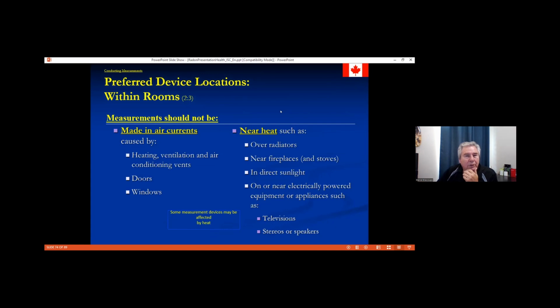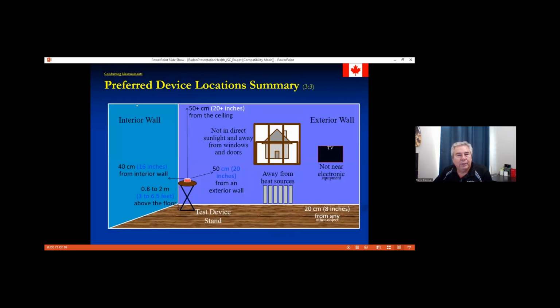Other things to watch for: you don't want to put the instrument in direct air currents, which may be caused by a heating system, furnace, ventilation system, air conditioning system, near doors, windows, over radiators, near fireplaces, in direct sunlight, and not near electrically powered equipment or appliances such as televisions, stereos, speakers, computer equipment, etc. Because some of those will create electronic interference with your devices. So here is just simply another graphic showing the dimensions we've seen previously.